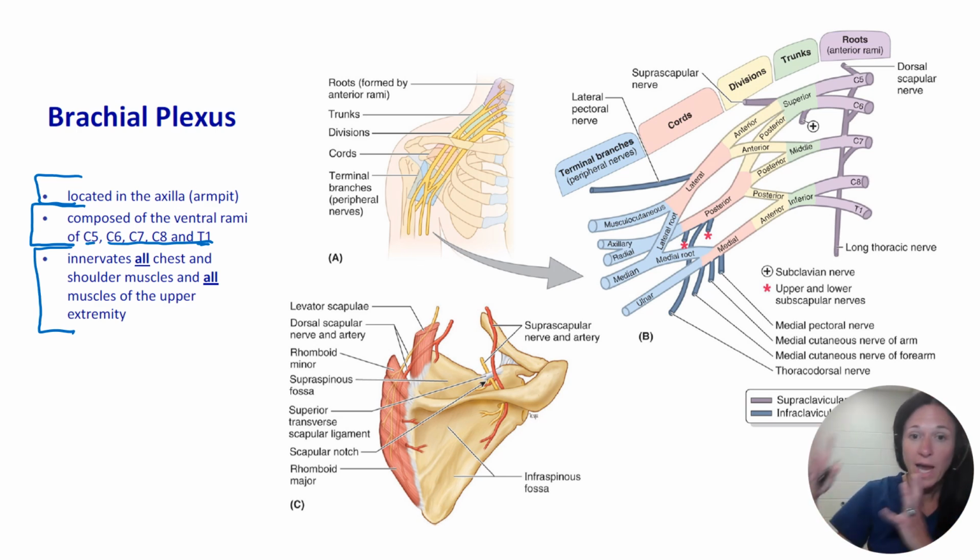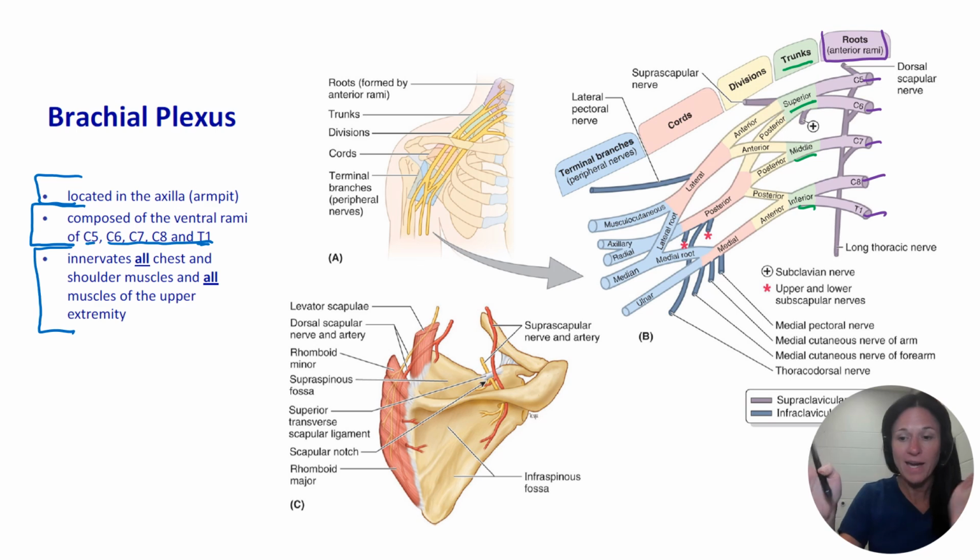So if we go look at the picture, we can see the roots. So, right, we have the ventral rami of C5, C6, C7, C8, and T1. Now these roots are going to merge to form trunks, and the trunks are named for their anatomical location. We have the superior trunk, middle trunk, and inferior trunk. The trunks then divide, and they're just dividing to go anterior, posterior. So we have anterior division, posterior division, three times. And then we're going to get the formation of the cords.